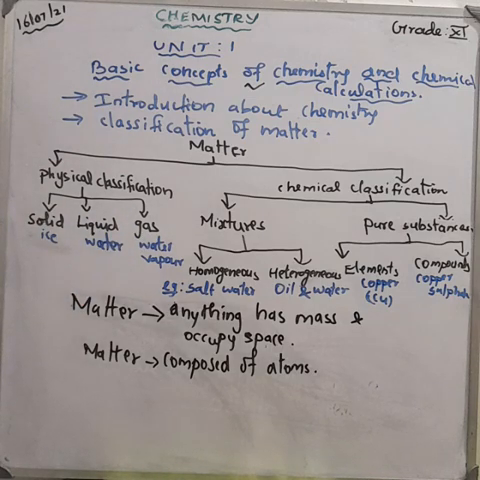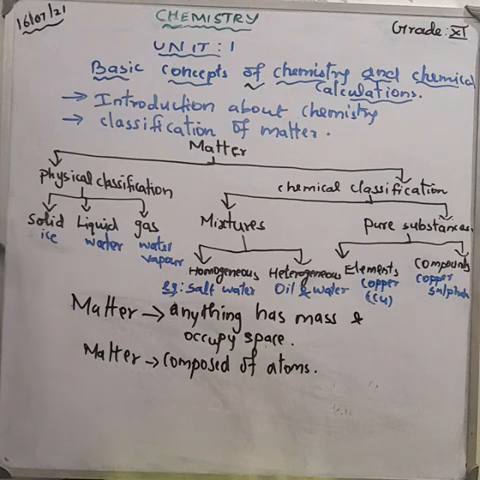So matter can be classified into two types. What are the two types? Physical classification and chemical classification. Physical classification means matter can be classified into three types. What are the three types? Solid, liquid, and gas. What are examples of solids? Book, pen, and one important example, the three forms of water.